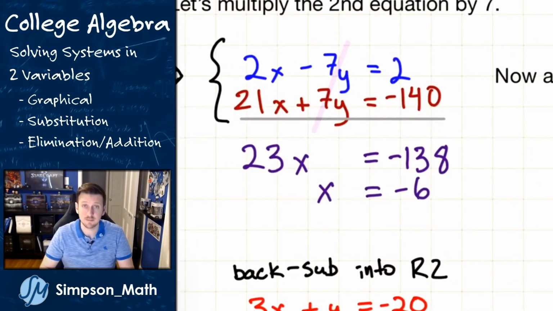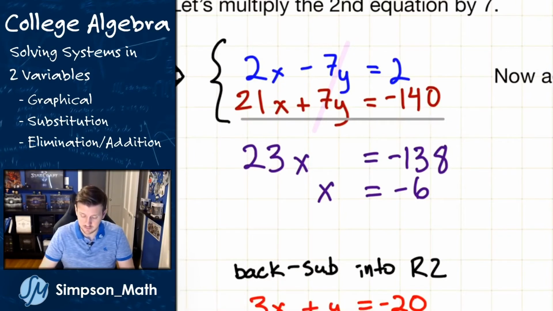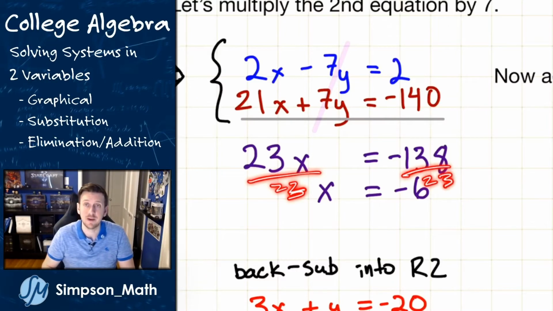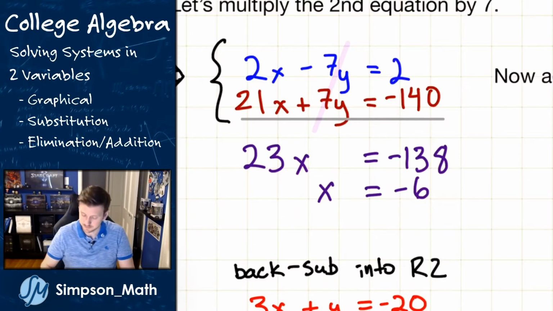All right, so now let's add. 2x plus 21x is 23x. The negative 7y plus 7y eliminates. It cancels to 0. And then negative 140 plus the 2 is negative 138. Now fear not, when I divide both sides by 23, we end up getting negative 6. Negative 138 divided by 23 is just negative 6.